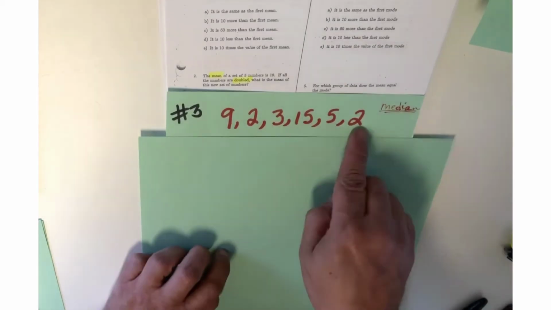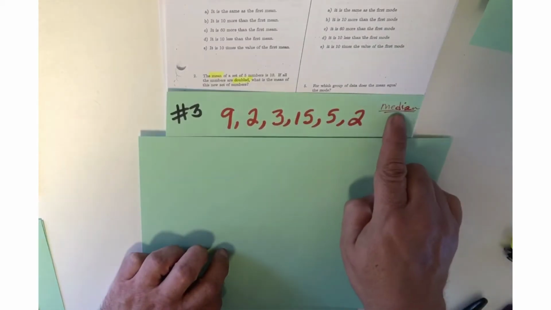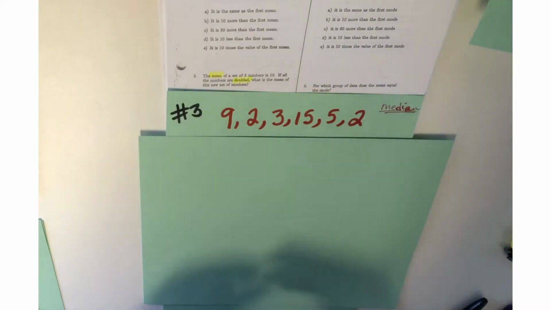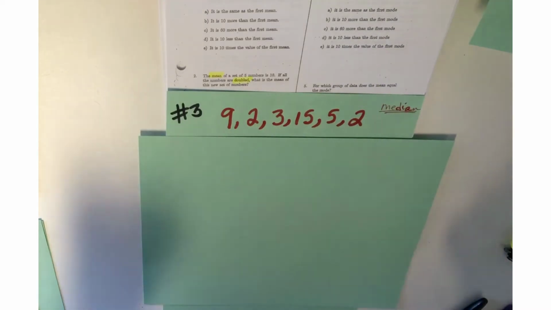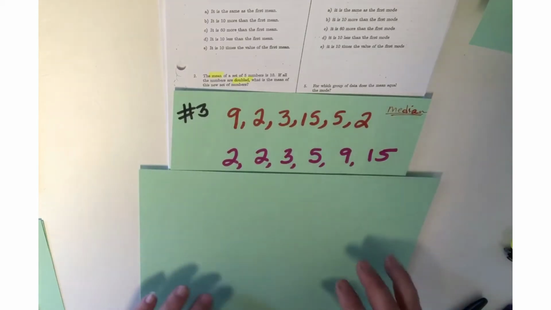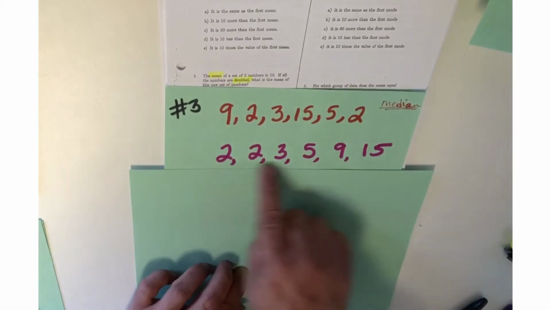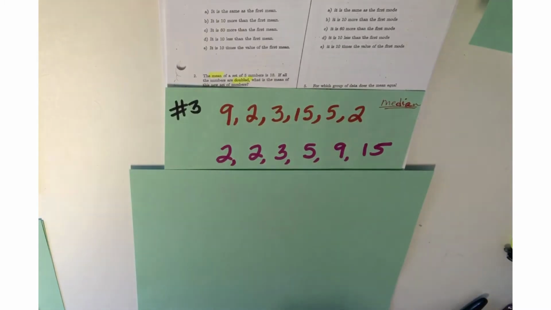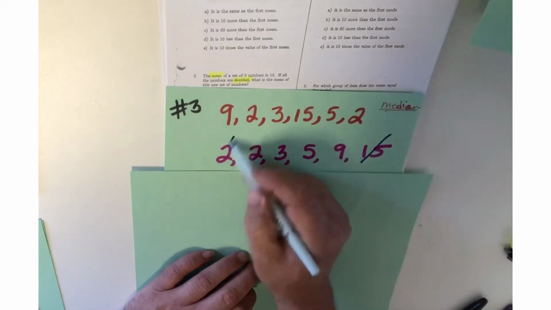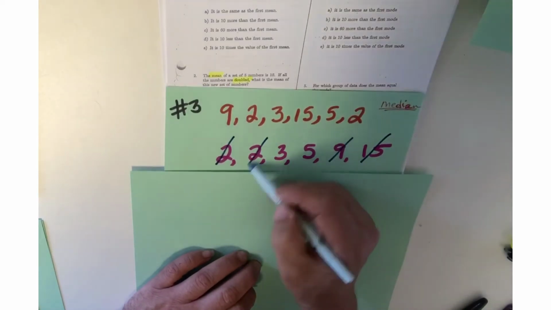9, 2, 3, 15, 5, and 2. The keyword is median. So therefore, I'm going to find the one that's right smack in the middle to find the median. But do I really have to do the math? Well, perhaps not. But I'll do it anyway. Because if I put them all in order, median means you go from smallest to largest, cancel the high, cancel the low, cancel the high, cancel the low.